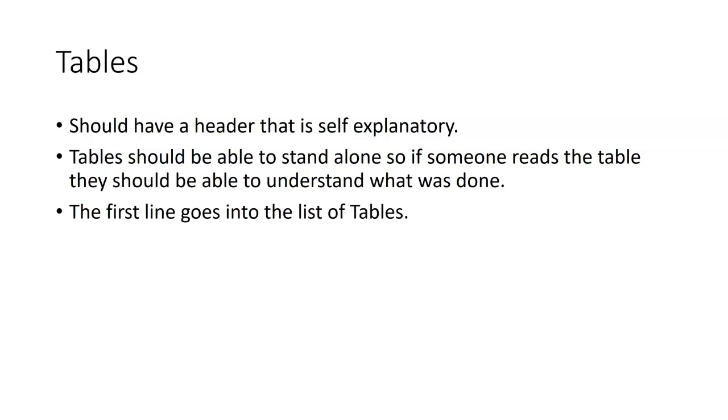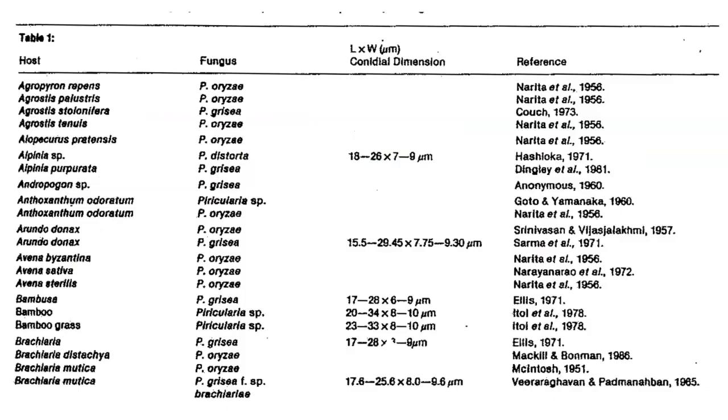When we look at tables, the heading of the table goes above the table, and the first line of that heading would go into the list of tables in your table of contents. So we're looking at it being on top and going from there. Now, I've got a couple of examples here. This is one where the top of it doesn't tell you anything. These are host species of grasses that have been reported to be infected by Pyricularia, and it shows the different species of Pyricularia. It also shows you the conidial dimensions, which is a very interesting thing, and it also gives you the reference in it.